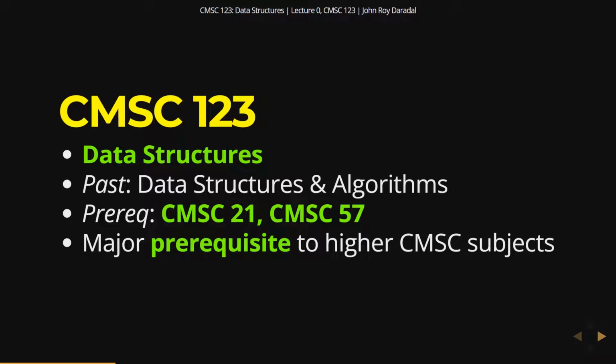Now, please take note that ComSci 123 is a major prerequisite to higher ComSci subjects. So it's a prerequisite to ComSci 124, 125, 127, 128, and other junior level subjects. So it's important that you pass ComSci 123 on your first take, because if you fail ComSci 123, you would have to wait 1 more year to take it again, and you will miss a lot of junior level subjects in your 3rd year. So you will be delayed for at least 1 year already if you fail ComSci 123.